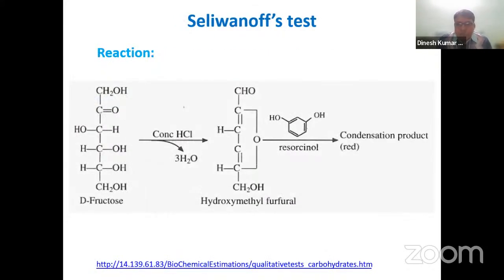Because this test is positive for ketose sugar, we have taken the fructose as a sample. So the reaction is with fructose, and we are using concentrated HCl. So dehydration will occur, water molecules will be removed. It forms the hydroxymethyl furfural. In the presence of resorcinol, they form a condensation product, which has red color.